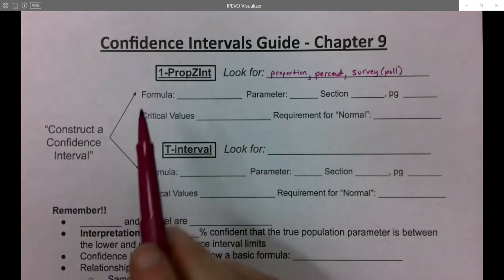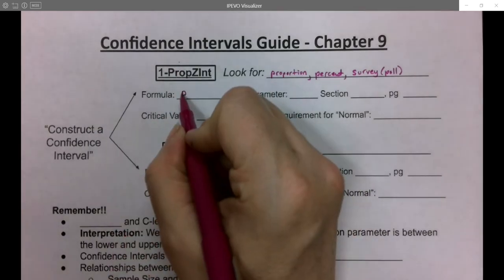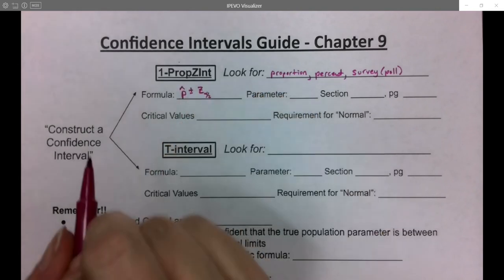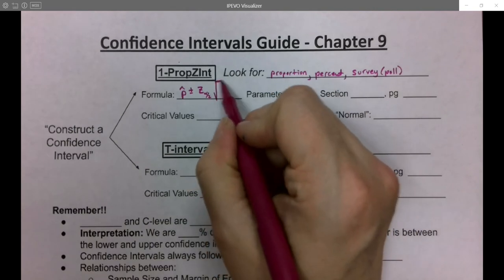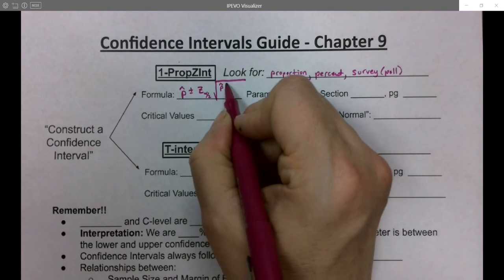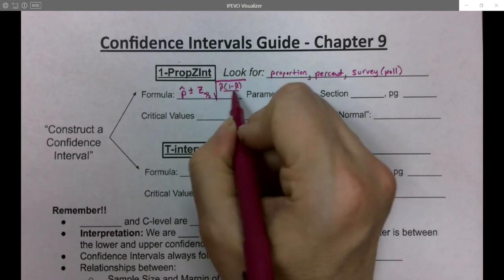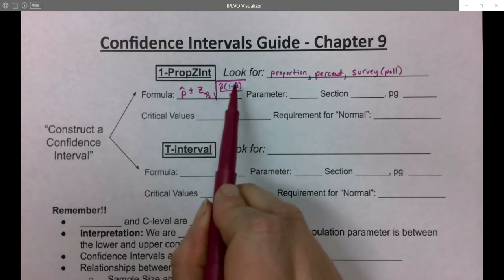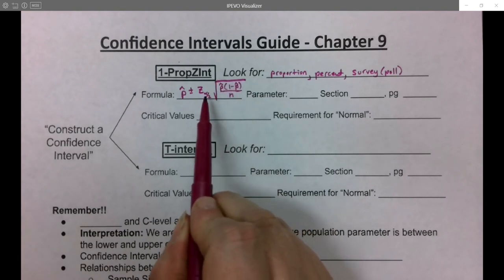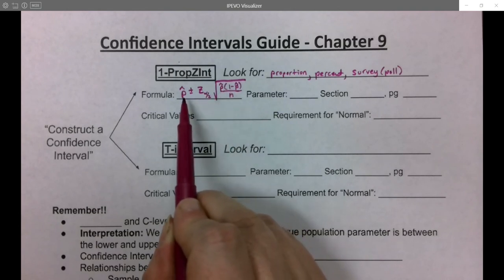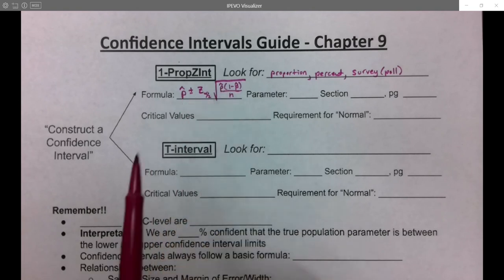Now the formula for a one prop z-int is p hat plus or minus z alpha over 2, where alpha over 2 is a little subscript, and then the standard error of the p hat. So it'd be p hat times 1 minus p hat, all over n, what we learned in section 8.2. So that's the standard error. So the z times the standard error creates the margin of error. And then this is your point estimate over here. So it's point estimate plus or minus margin of error.